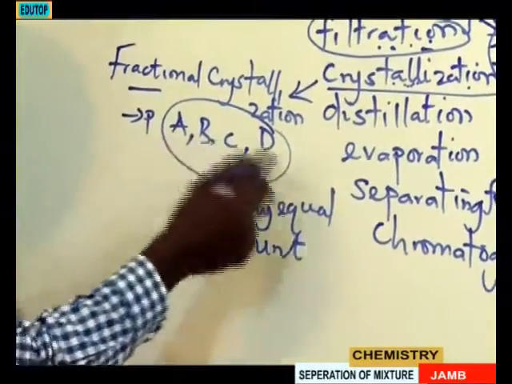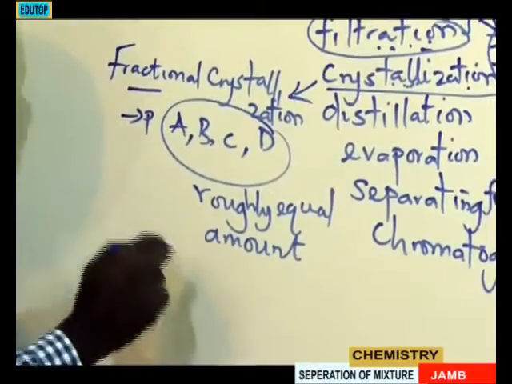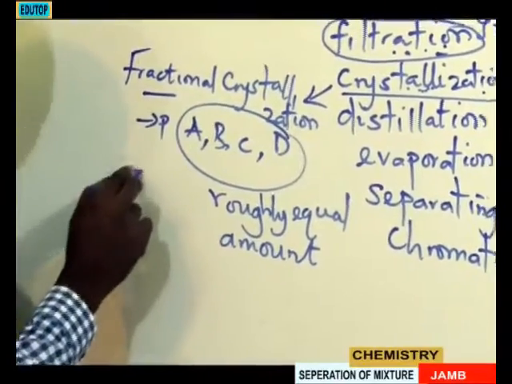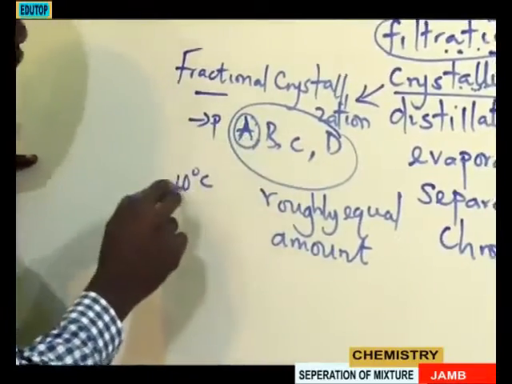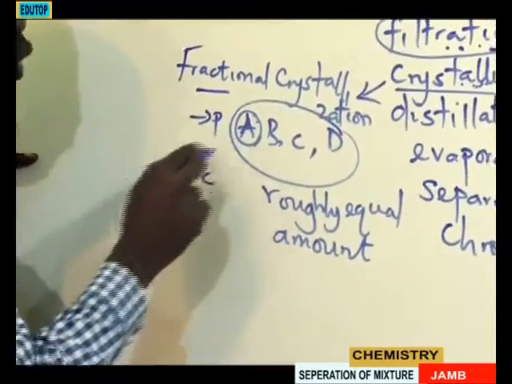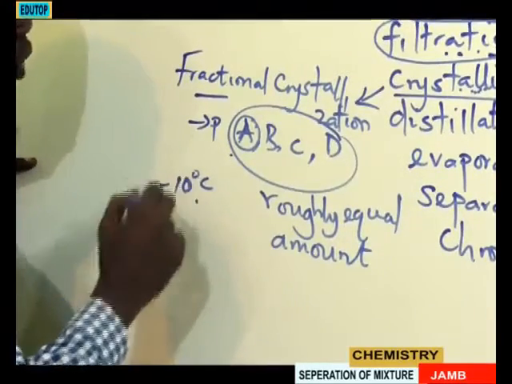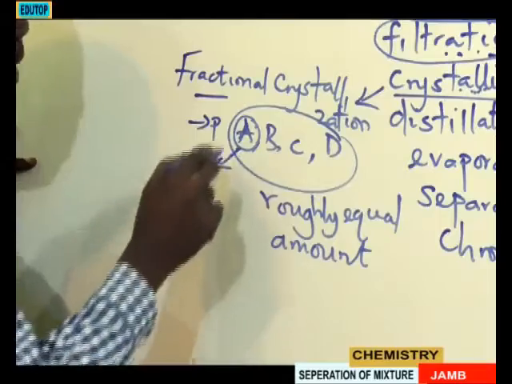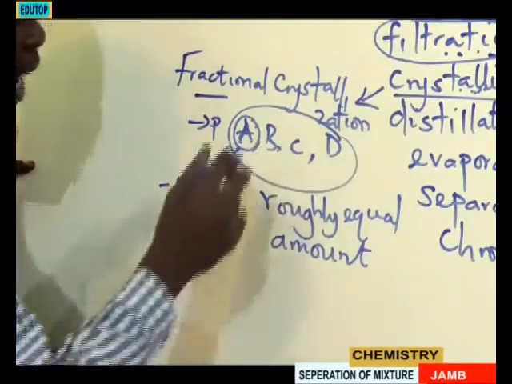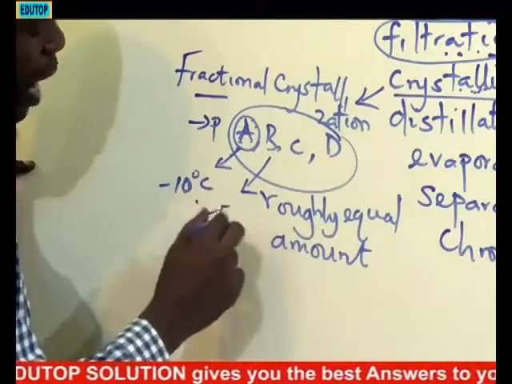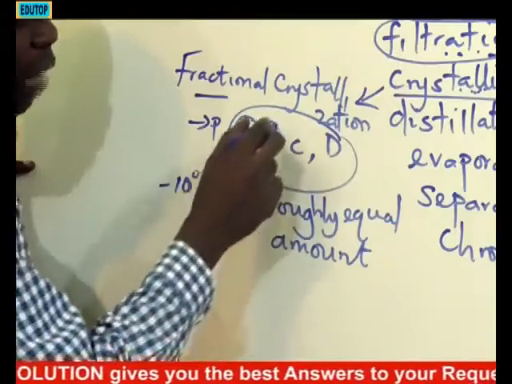Because in fractional crystallization, what happens is that at a particular designated temperature, A crystal is very sensitive to this temperature. So when you cool to this point, let's say minus 10 degrees Celsius, this one will be separated. Then you'll be left with B, C, D. At a particular temperature of, let's say minus 5 degrees Celsius, this one will also be sensitive at this point and will be separated.